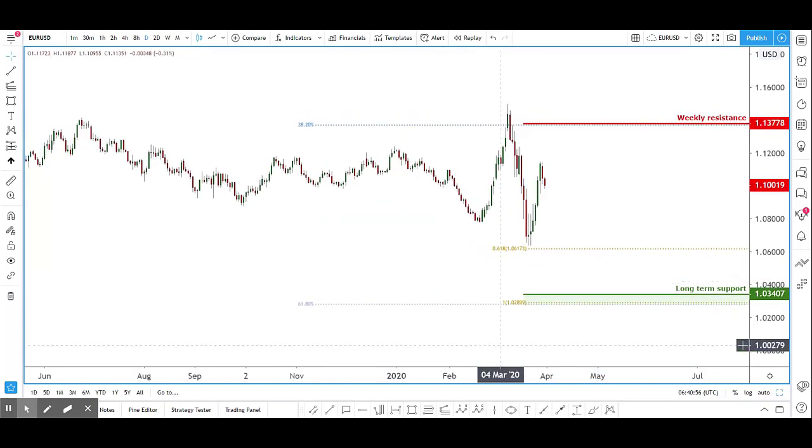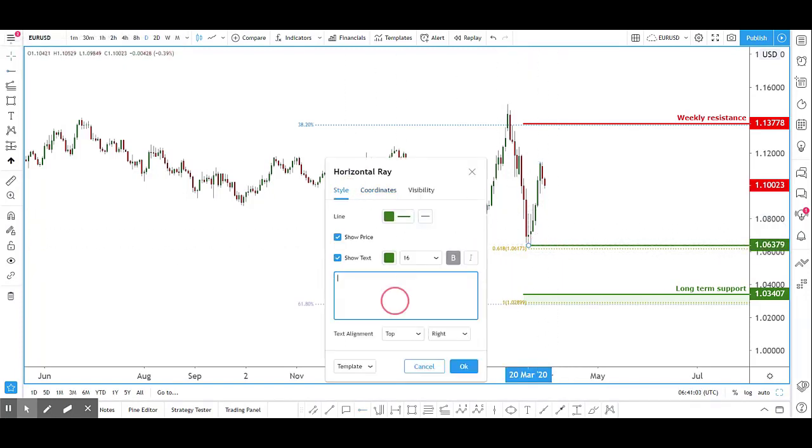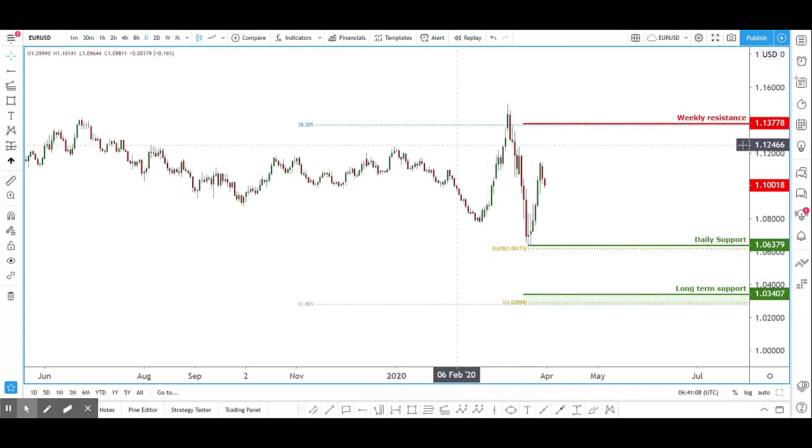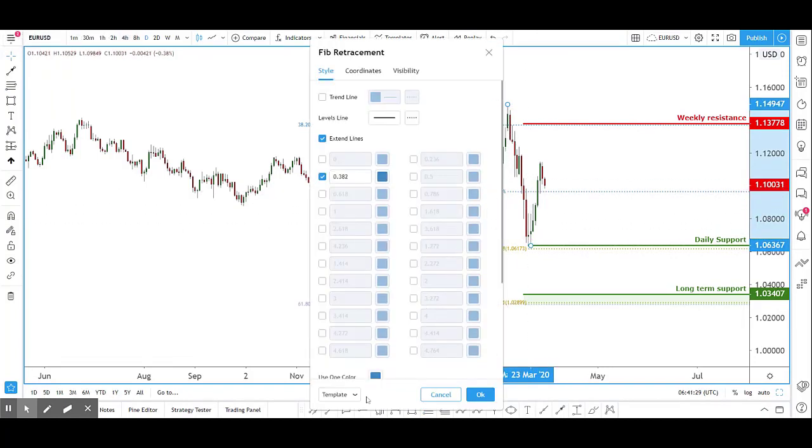And I will put daily support at this level here. Let me call this the daily support. And we're going to look for a daily resistance where we can use it to play the drop towards this daily support. This will eventually be my first take profit, and then this will be my second take profit. So I'll take a retracement from the swing high here to the swing low here, and I'll pull all the ratios.